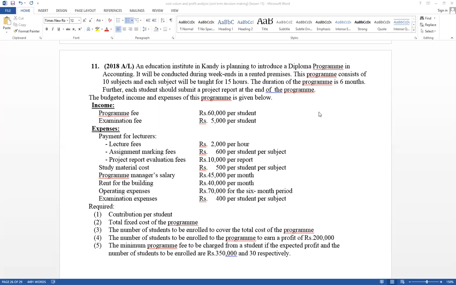2018 paper, very important. Try to recognize variable cost per units.